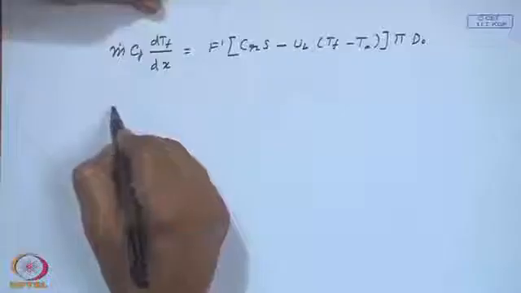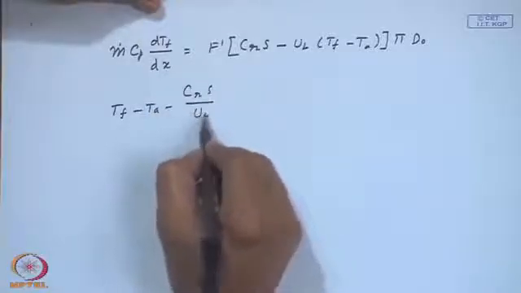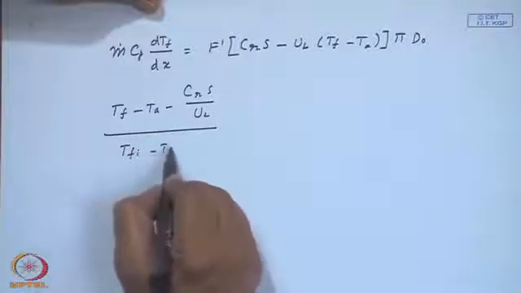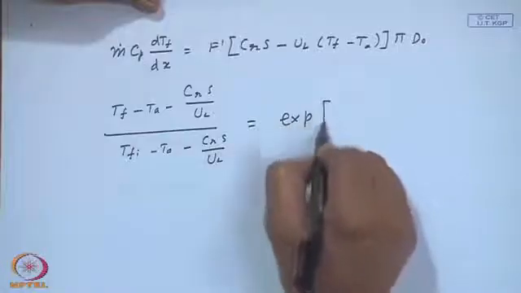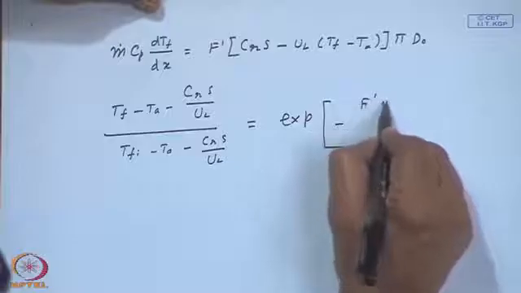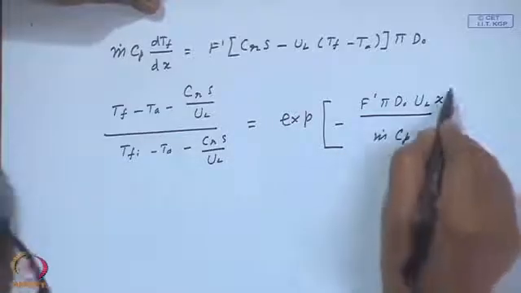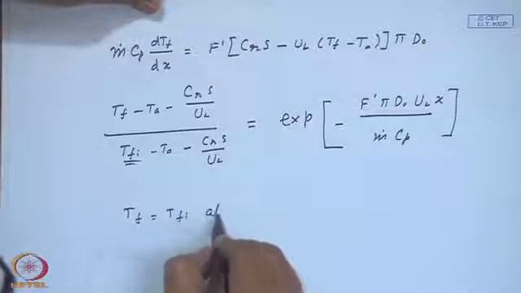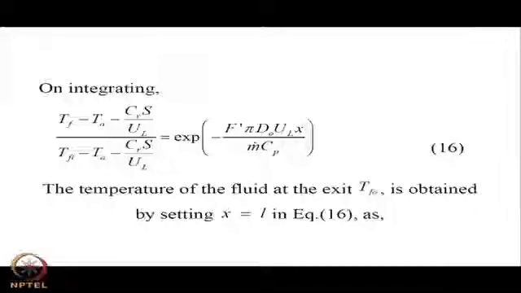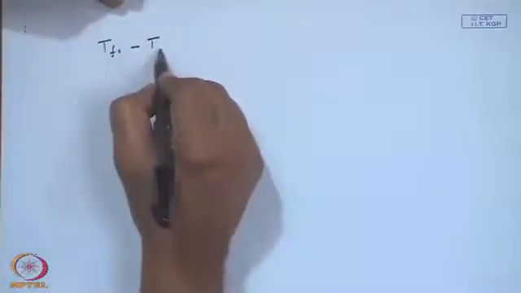So, if you integrate this equation exactly like we have done for the flat plate collectors, with the initial condition Tf equal to Tf i at x equal to 0, you can get the exit temperature Tf o by setting x equal to L.